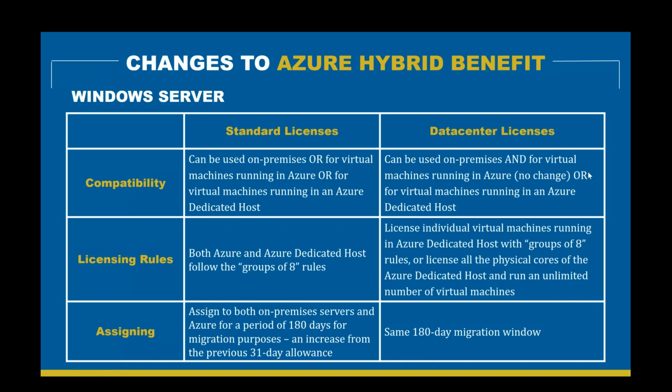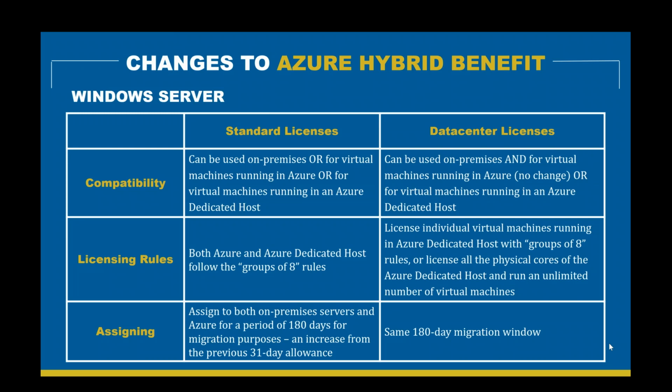First, let's get into some of the changes to the hybrid benefit for Windows Server. As you know, Windows Server has standard licenses and data center licenses, and for the Azure hybrid benefit, standard licenses can be used on premises or for virtual machines running in Azure, or for the virtual machines running in the newly launched Azure dedicated host. In contrast, with the data center licenses, the main difference is that they can be used on-premises and for virtual machines, or for virtual machines running in the dedicated host. So a little more flexibility there.